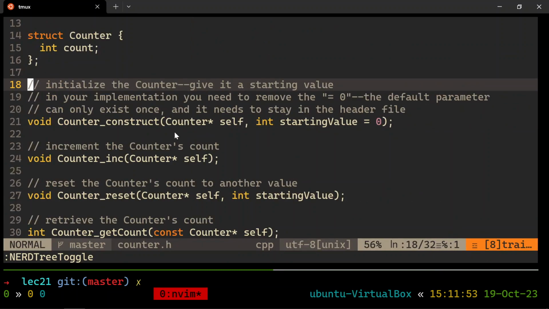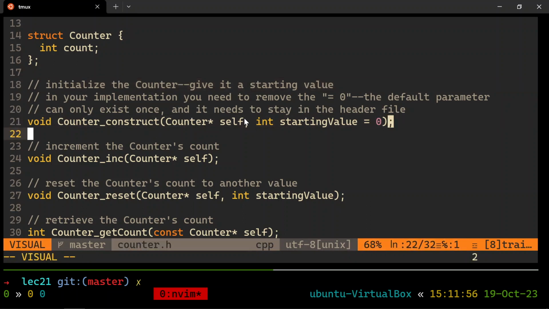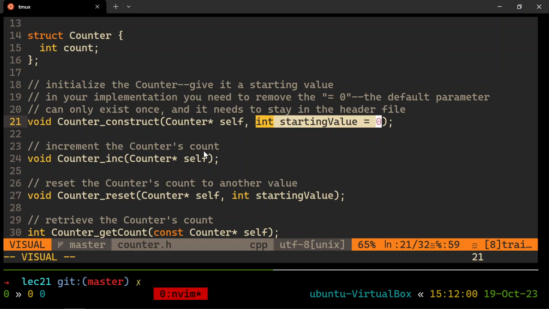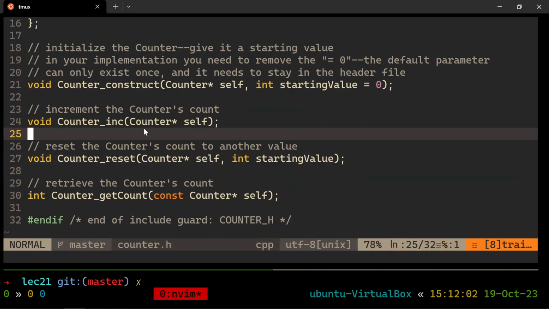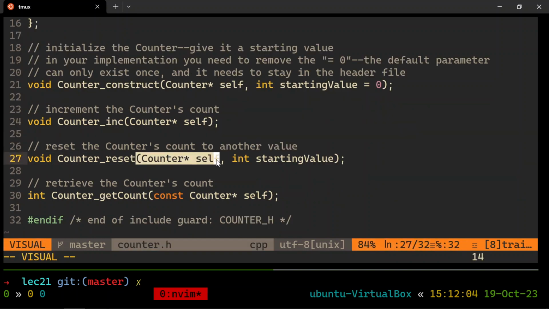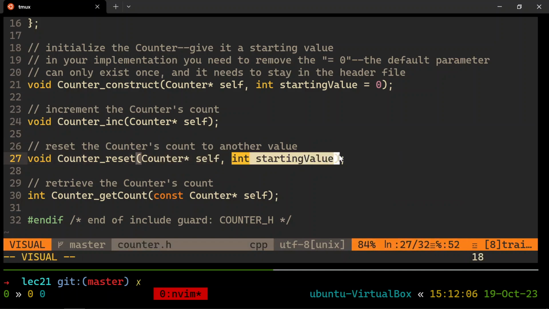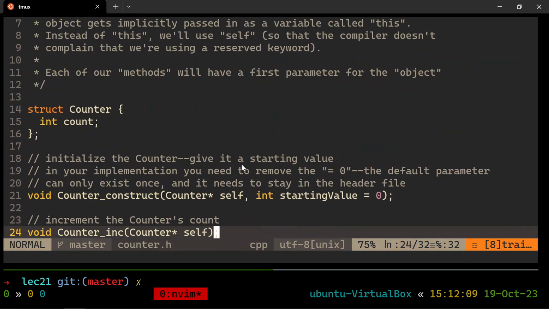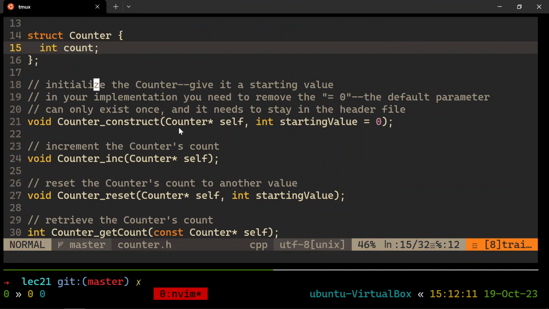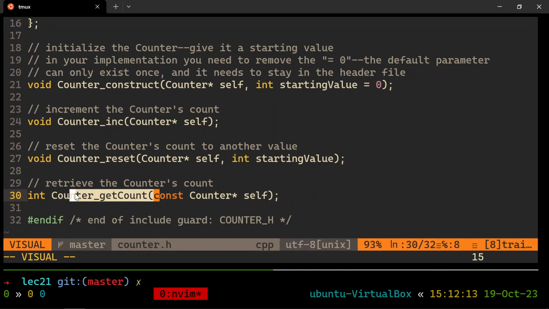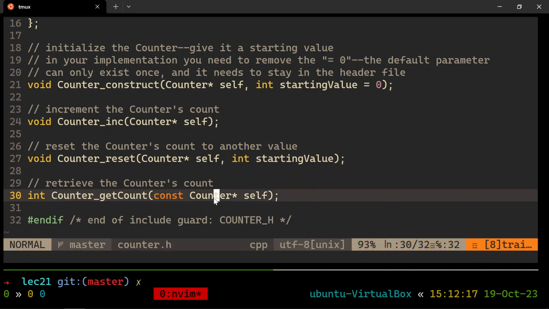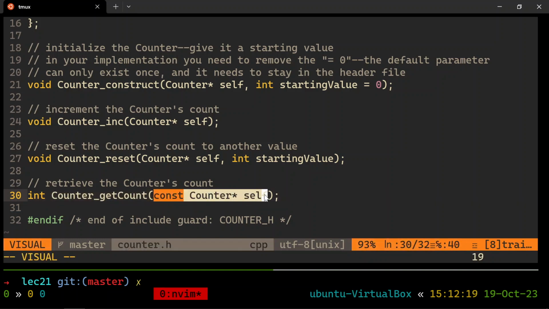Let's see what else. So constructor should set the count inside of this counter that is pointing to whatever starting value is. Inc should increment it. Reset should take a counter, go inside of this counter and reset the count to another value, because that's all a counter has inside of it. It's just a count. And then you have a getter. Here's your getter. Counters get count method secretly. It's a const method, right? So let's pass along a const pointer to our object so that we can only go inside of it and get the value back to return our count.